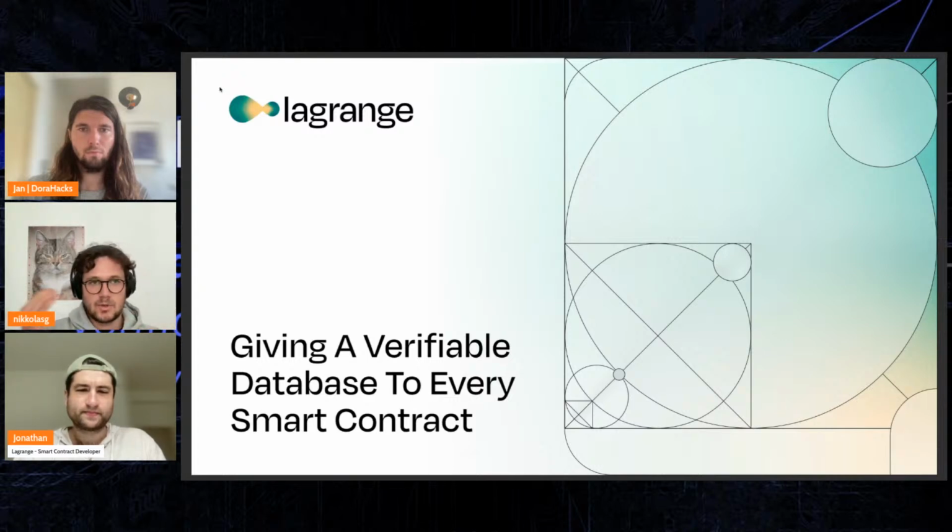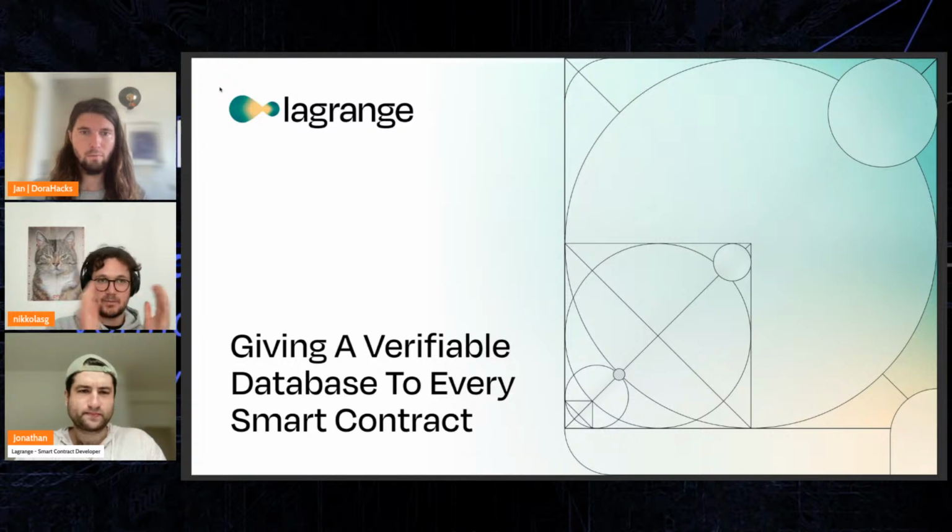So how does it work behind the hood? What's the flow to give a database to a smart contract? It operates in 2 stages. The first is the pre-processing, where a smart contract needs to tell Lagrange, hey, I have these variables, these storage slots. Can you index them in your database?